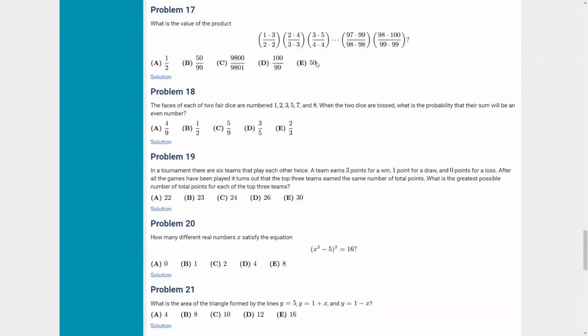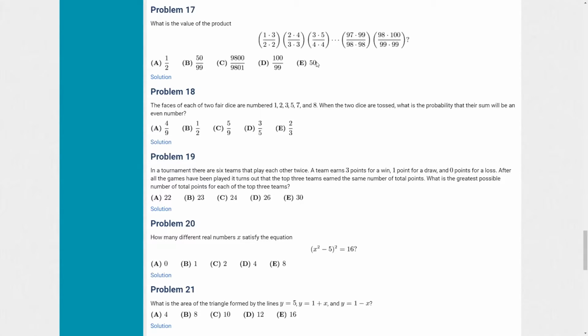So, problem 17. What is the value of the product? And we see a bunch of fractions. And not only do we see a bunch of fractions, there's a dot here. And that means that, hey, let's pick up on a pattern. What is the pattern?